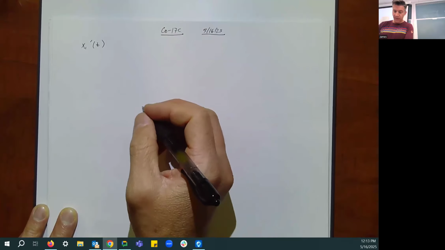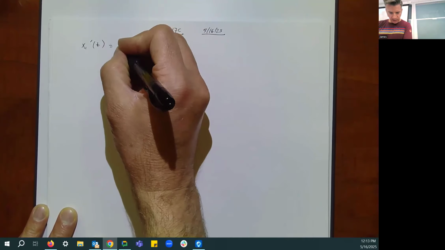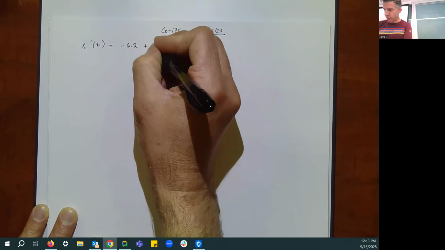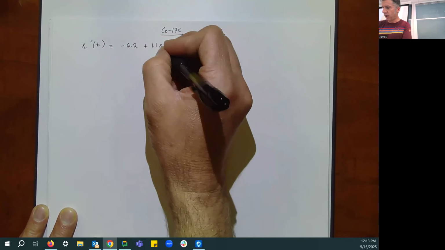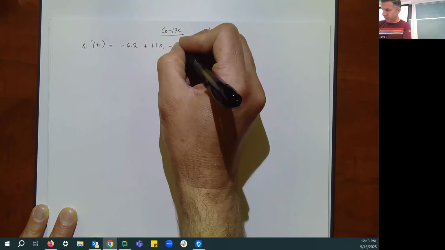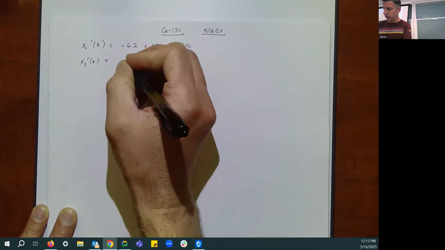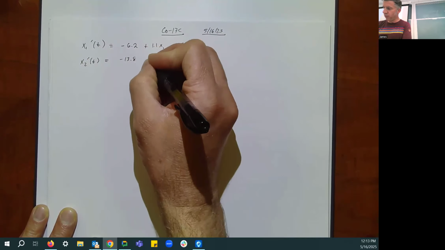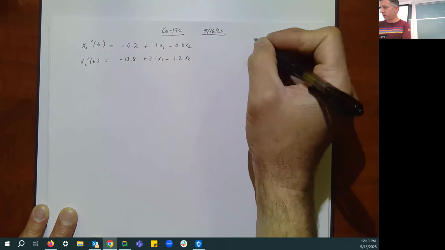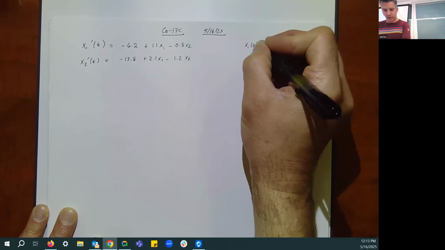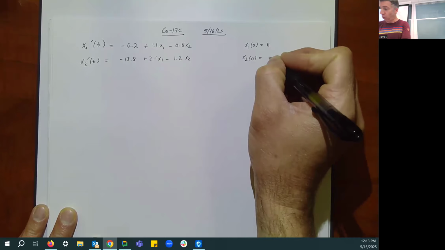And here's the setup. We want to find the equilibrium for this system. x1 prime of t is equal to negative 6.2 plus 1.1 x1 minus 0.8 x2. And the second differential equation is x2 prime of t is equal to negative 13.8 plus 2.1 x1 minus 1.2 x2. We're also given the initial conditions: x1 of 0 equals 11, x2 of 0 equals 4.